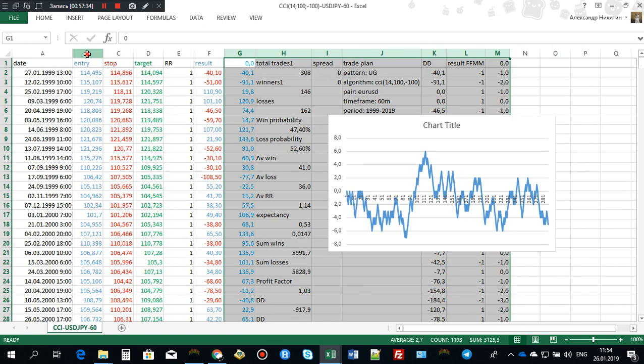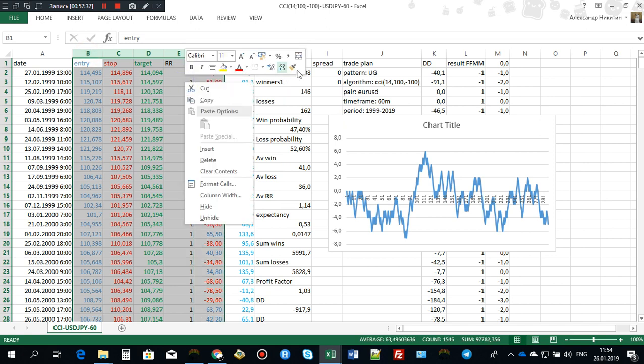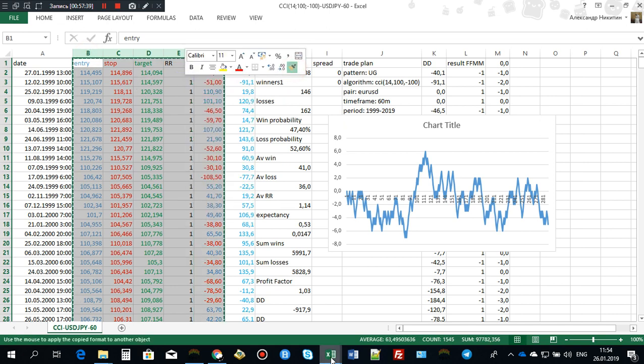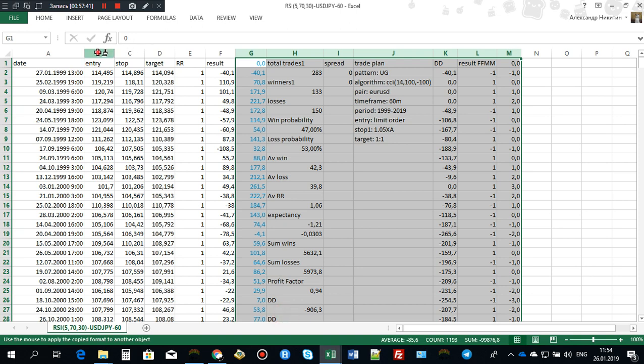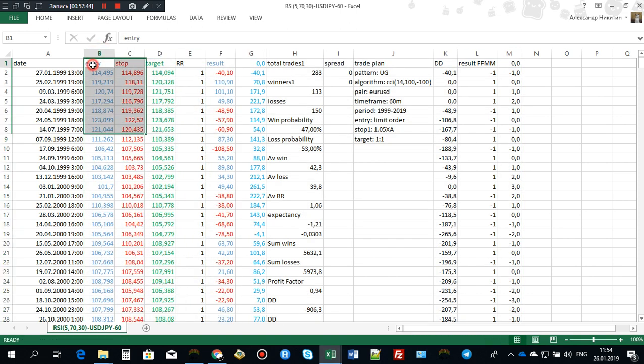And what else will I do? I will use formatting. I copy the format for the cells, go to my sheet, and paste the same format. So my entry is blue, stop is red, target is green, and result is different depending on this.